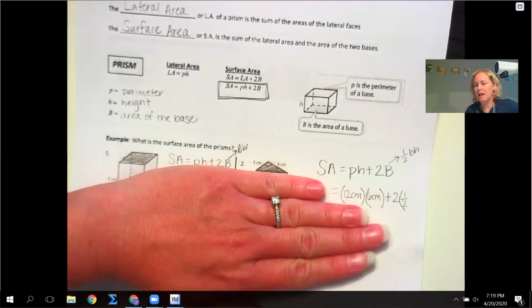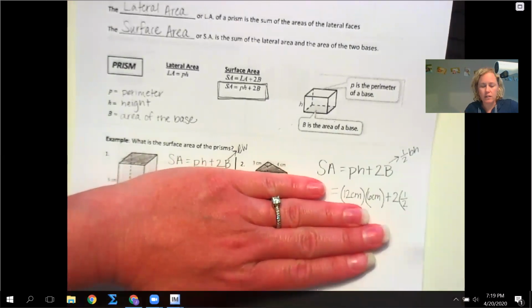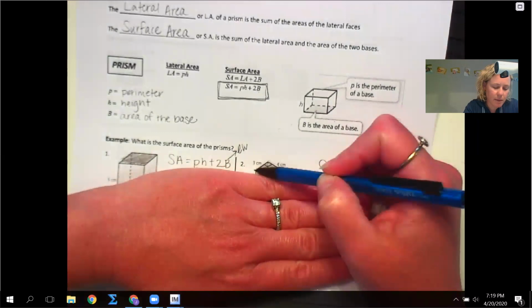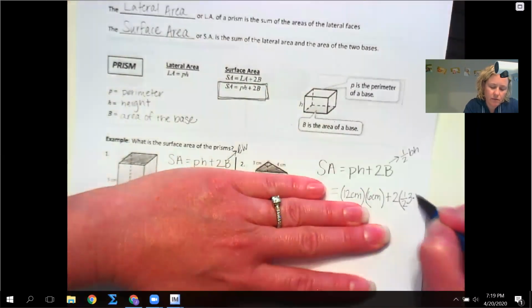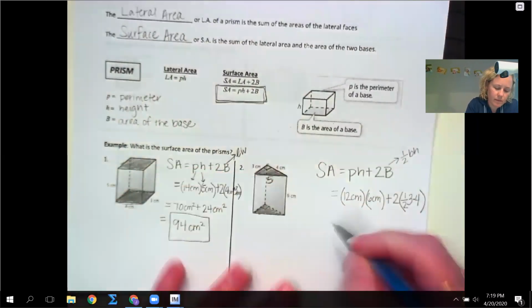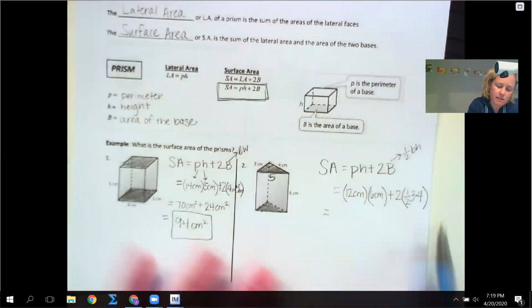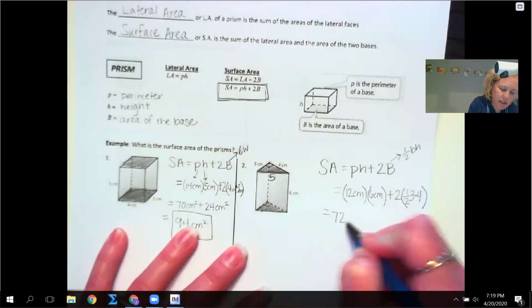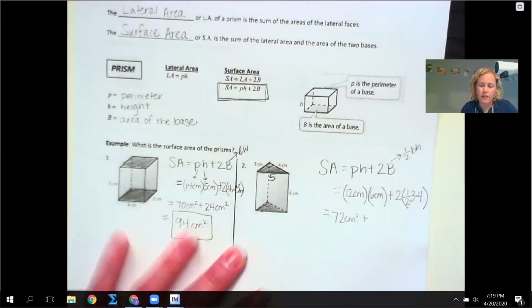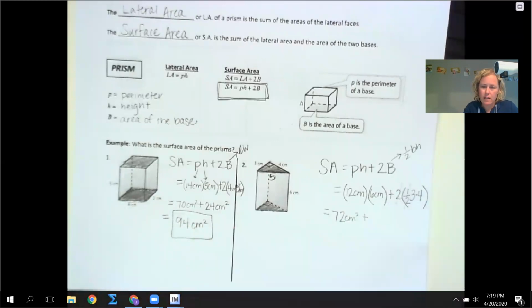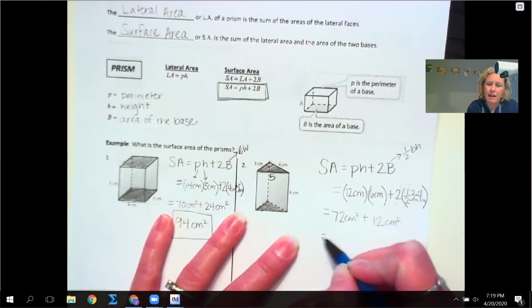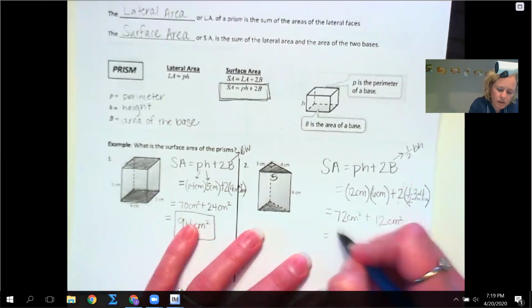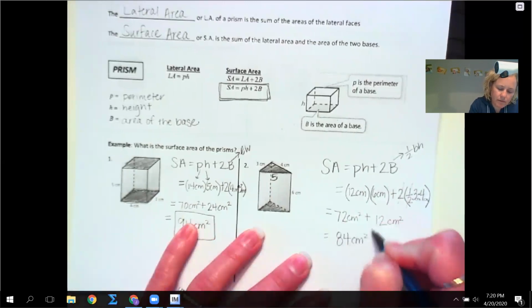Now remember, base and height have to make a right angle. So it's the 3 and the 4. This is the base of the triangle. This is the height of the triangle. So 3 times 4. Okay, 12 times 6, that is 72 centimeters squared. Okay, over here, the 2 and the 1/2 will cancel out, and 3 times 4 is just 12. Okay, this is centimeters times centimeters, so centimeters squared. And then we can add that together. We get 84 centimeters squared.